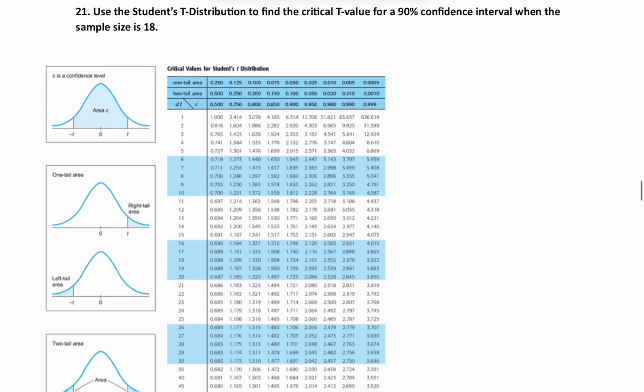Okay, so basically, because we're working with a t-distribution, we want to make sure that we're using the correct chart, and that's going to be this critical values for student's t-distribution chart here, because we want to find the critical t-values. And if we remember from this chart, the t-values are actually going to be inside of the chart, as opposed to being the values on the outer rows and columns here, okay? So they want us to find a 90% confidence interval at a sample size of 18, okay?